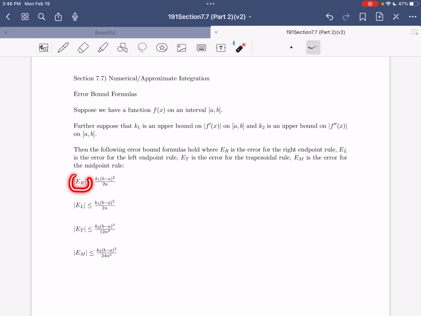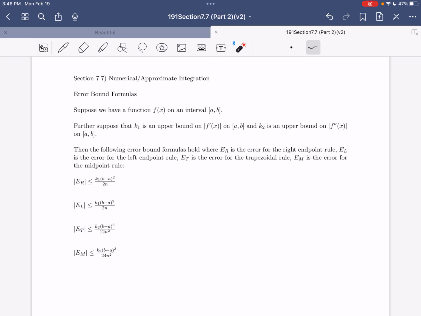You'll notice that we have absolute value on each of these. That's because in these error-bound formulas, we're not interested in whether we're overestimating or underestimating. We're not worried about whether the error is positive or negative. We're just interested in the magnitude of the error.